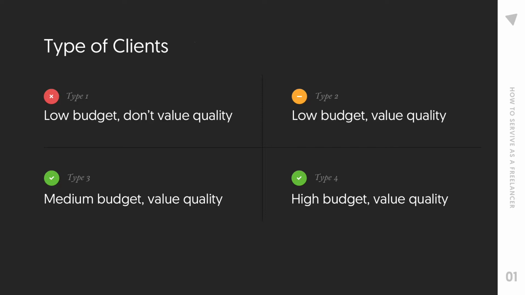And by high budget, I'm talking about clients that can sometimes pay up to $1 million for your services. So these are very high profile clients. I can't speak too much to that, because right now I'm not in a position of getting these kinds of clients.